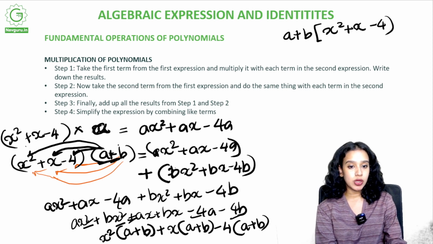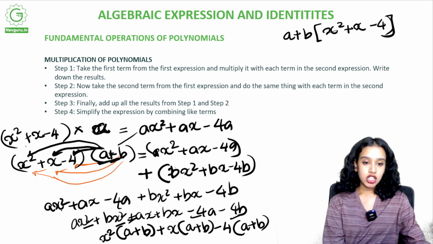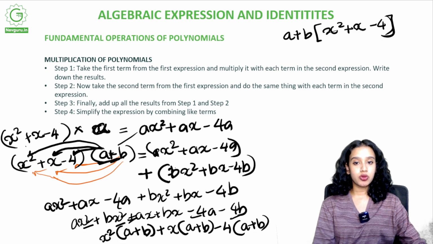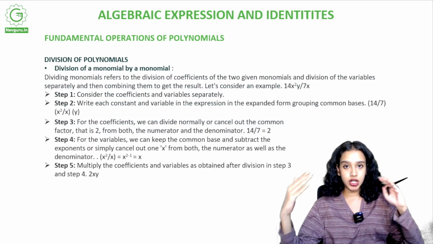Where did we reach? We reached the starting, right? This is where we started. So this is actually the proof, and this is the multiplication. Now let's move on to the division of polynomials.